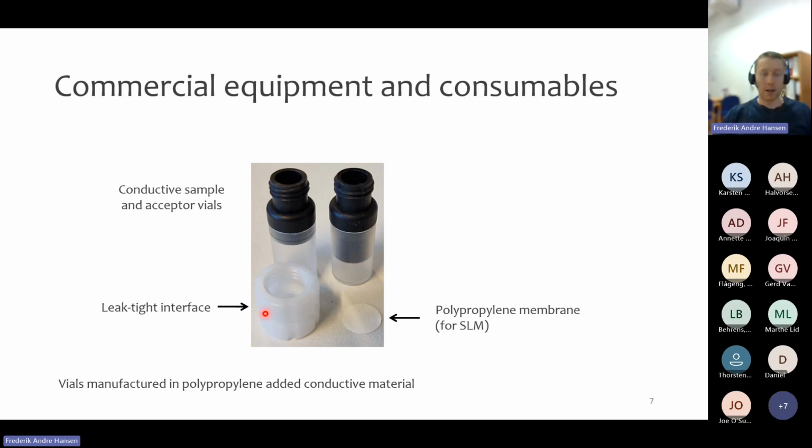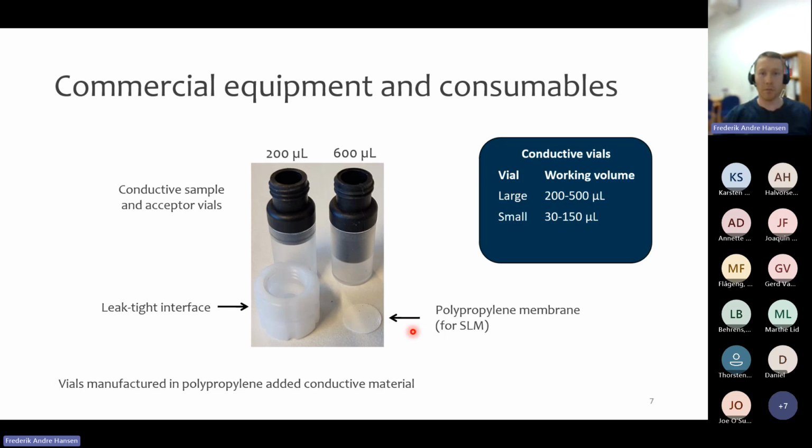You have a leak-tight interface where the vials are screwed into, and in this interface you also have a polypropylene membrane which is used to house this thin supported liquid membrane that is the organic solvents. The vials come in two different sizes, one that can hold up to 200 microliters and one that can hold up to 600. But because it's most efficient not to fill them all the way up, the working volume is between 200 and 500 microliter for the large one and 30 to 150 for the small one. So you can imagine that if you take a large vial for your sample and a small one for the acceptor, then you can get up to about 10-fold pre-concentration, which is the limit in the current formats.